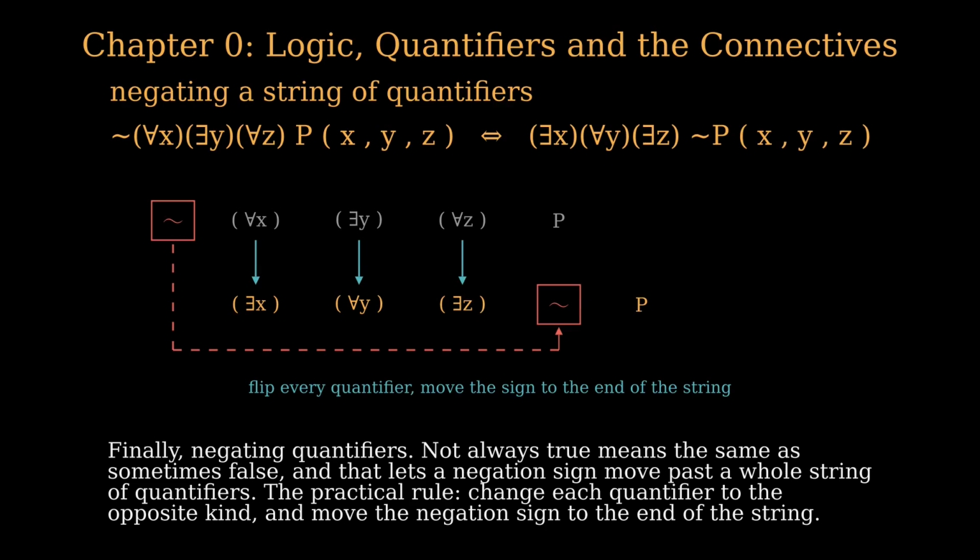The practical rule: change each quantifier to the opposite kind, and move the negation sign to the end of the string.